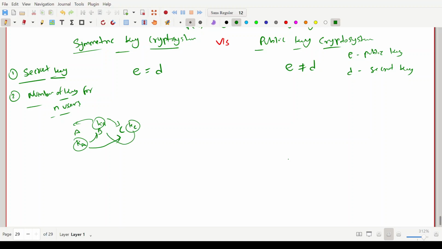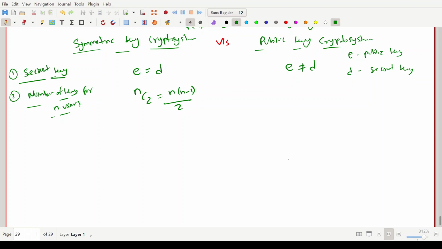That means each guy is having how many keys here? Three keys here, correct? One for communicating with this, one for communicating with this. And if you are having more number of people, it changes. So actually the number of keys will be NC2, that is n into n minus 1 upon 2. I had given you an example of 3 people, so the answer will be 3.